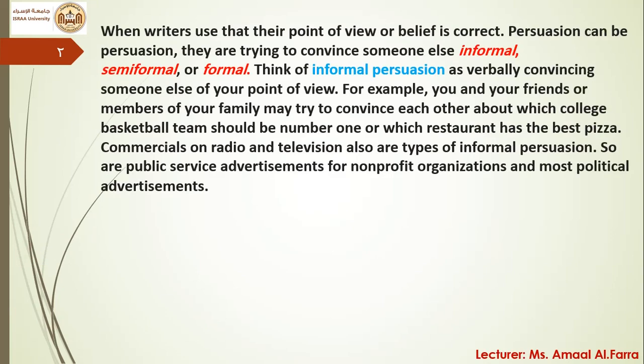Persuasion can be either informal, semi-formal, or formal. So we have three types of persuasion. Informal persuasion: think of something that you are going to convince your friend about. For example, you are trying to convince your friend about which restaurant has the best pizza, or which college basketball team should be number one.